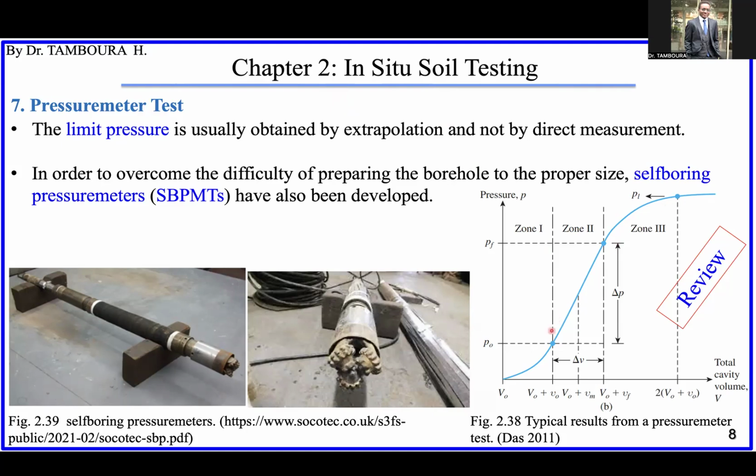And what I wanted to remind you here is this curve, what we obtain from this test. On the vertical axis we have the measured pressure, and on the horizontal it can be volume or diameter, or just radius, because you know the relationship between radius and volume. Sometimes here it is radius, but the shape of the curve is usually like this. So this is just a review. Now we can start the chapter.